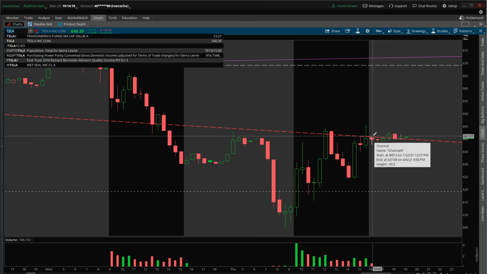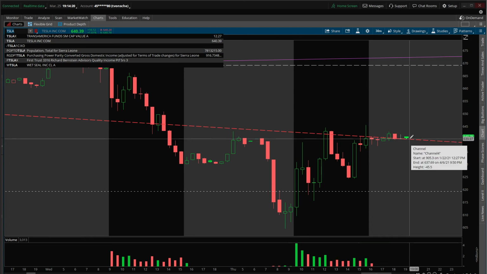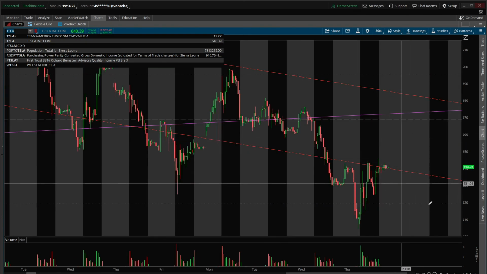Right now, we just want to see if we can get and hold above this channel, or at least, if things go poorly, hold above this new 619 support line that we have here. So still very scary territory. It still looks like there could be more downside ahead, but we'll see what happens tomorrow, guys.